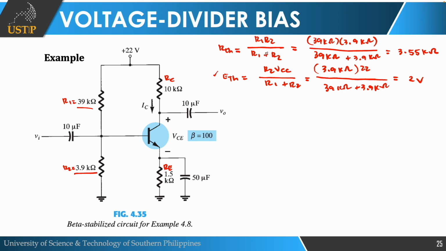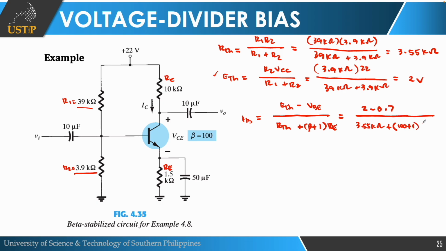Now we can use the expression for the base current, which is ETH minus VBE all over RTH plus beta plus 1 RE. So that is 2 minus 0.7 all over 3.55 kilo ohms, plus beta plus 1, that is 100 plus 1, times RE, which is 1.5 kilo ohms. So we get an IB of 8.38 microamperes.